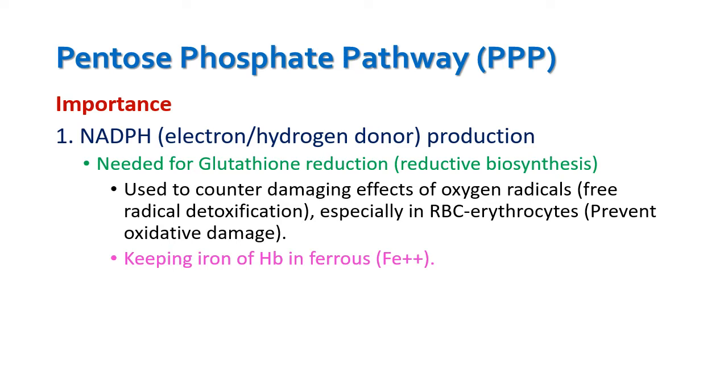So if we consider the importance of pentose phosphate pathway, NADPH or electron or hydrogen donor production is the major role of this pathway, because this NADPH is needed for glutathione reduction, reductive biosynthesis, which is required to counter the damaging effect of free radicals. So in simple way, we can say it is required for the detoxification of free radicals, particularly in RBCs.